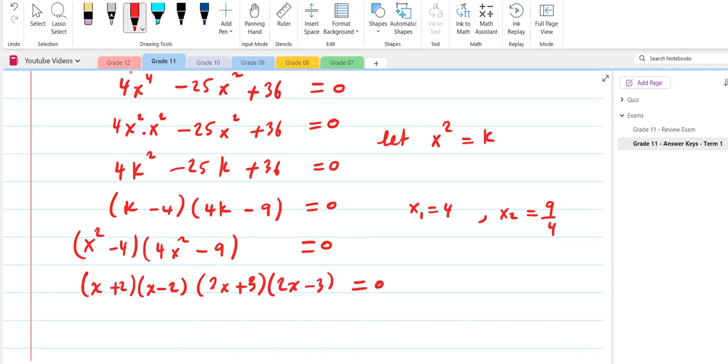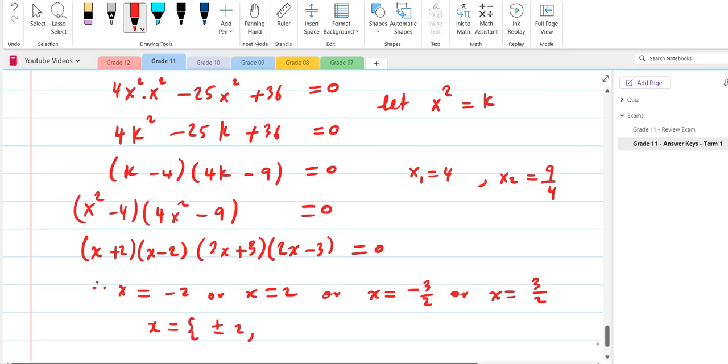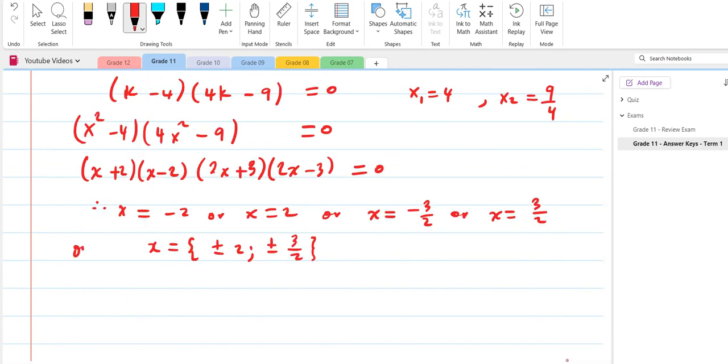So all my factors are real. Therefore x is equal to minus 2, x is equal to 2, or x is equal to minus 3 over 2, or x is equal to 3 over 2, or you can write it as a set, plus minus 2 and plus minus 3 over 2. So there are 4 answers here as well, because plus minus means 2 answers, right? So there are 4 answers here, or you can write it in set notation.